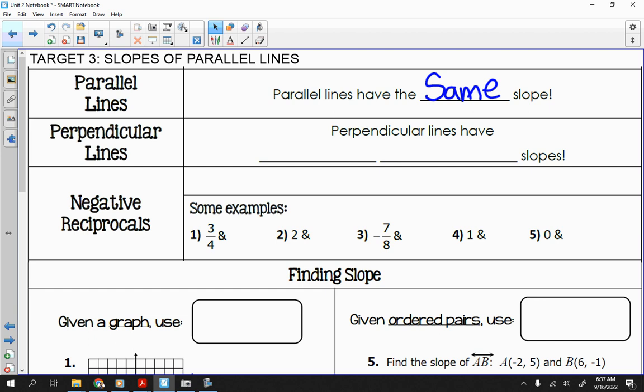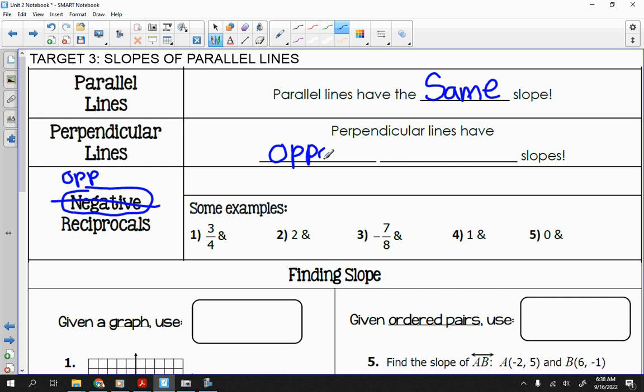Now, real quick, the next block we have are perpendicular lines. These are two lines that cross, and their slopes will have a special relationship. Some people call it negative reciprocal. I like to say opposite reciprocal, meaning they have to be the opposite sign. So I say opposite, reciprocal. Okay, and when perpendicular lines cross, which this is the symbol for perpendicular, and you've seen that before, they make a 90-degree angle.